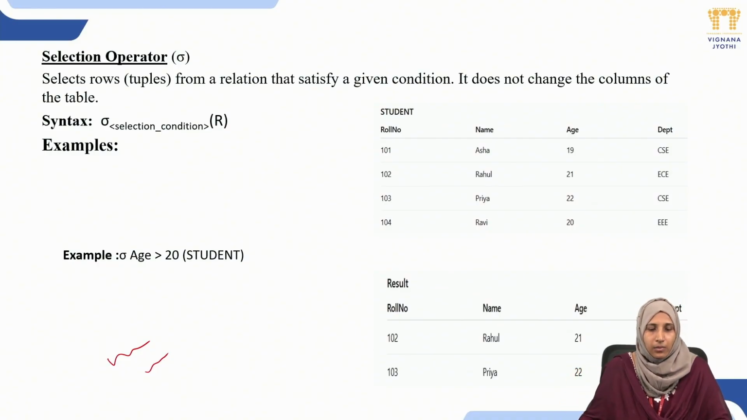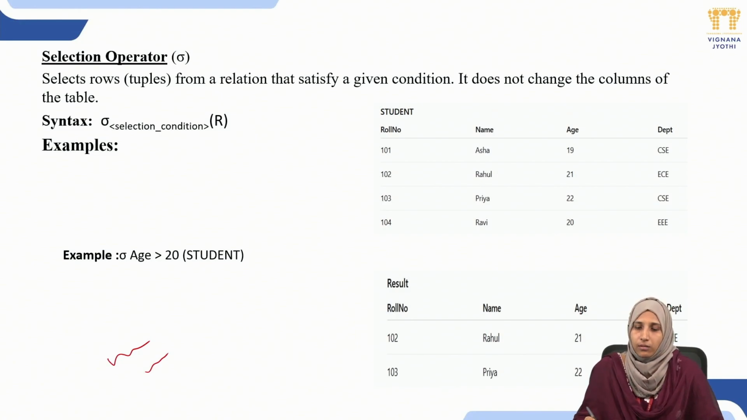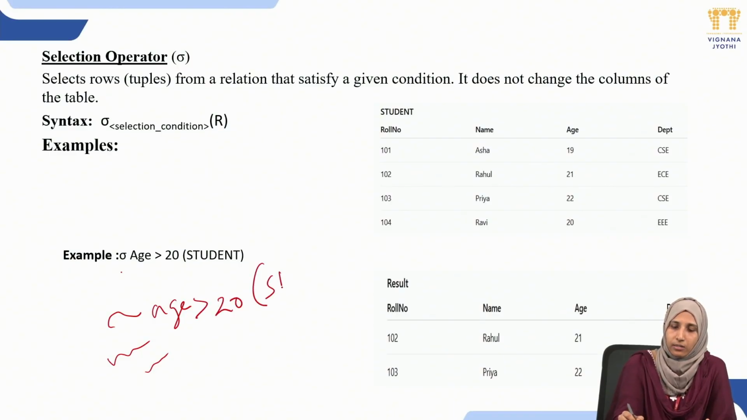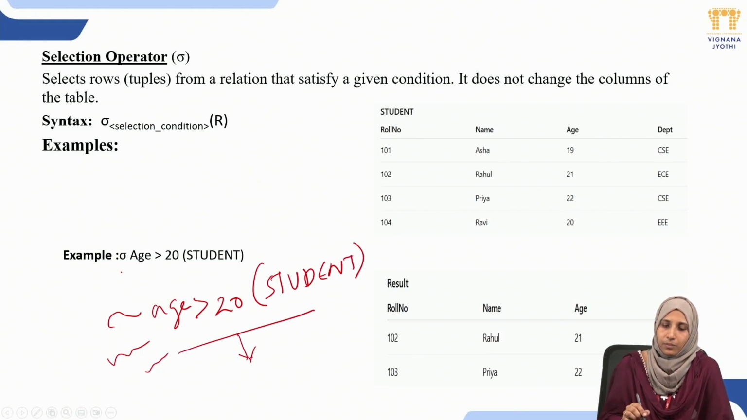Now imagine a query or a question where they're asking you to write a relational algebraic query to extract rows of your student table where student age must be greater than 20. Then you are supposed to use this selection operator in this way: select age greater than 20, and the name of the table is student. I think you're able to differentiate this.